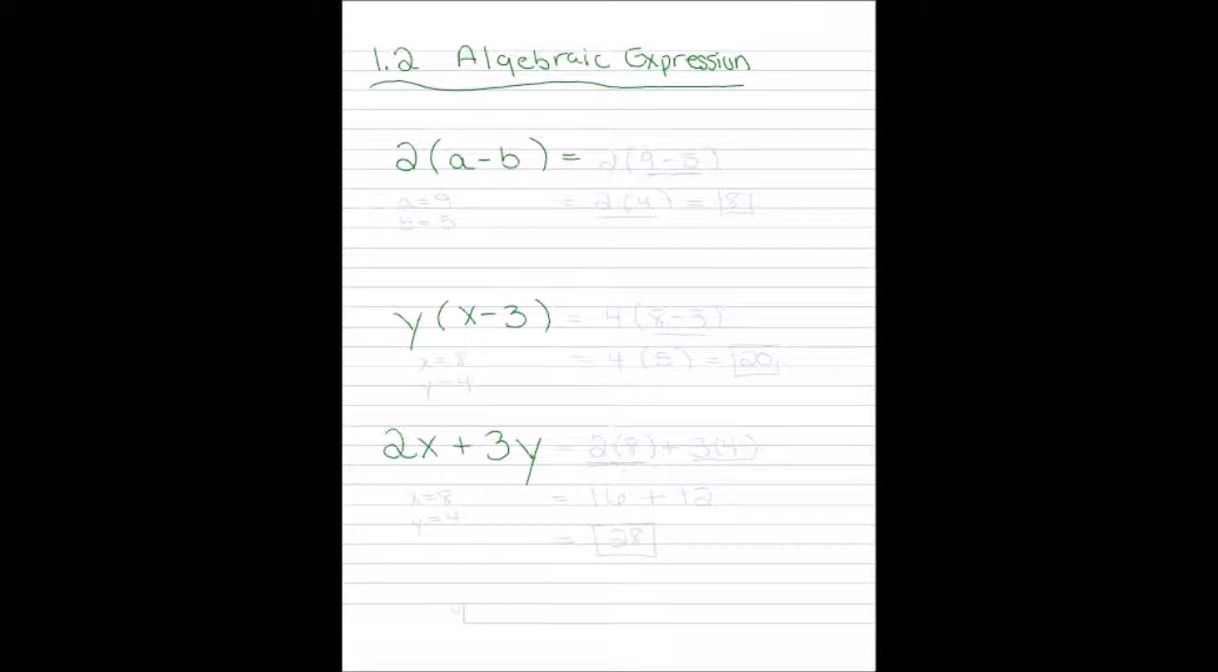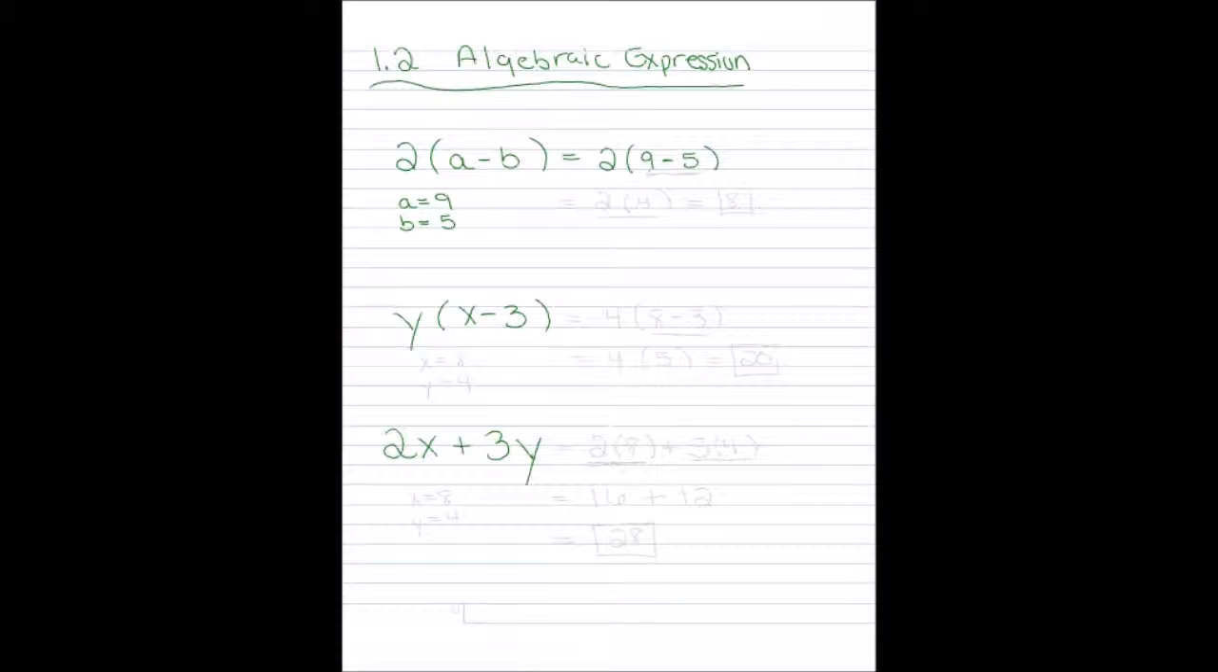Like this first one, we have 2 times x minus b. So, I mean a minus b, sorry. So what they'll do is they'll give you a value for a. So they'll say a is equal to 9, and they'll give you a value for b. They'll say b is equal to 5. And you would have to plug in the value for each one of the variables into your algebraic expression. So instead of a, you put 9. Instead of b, you put 5. And then you just evaluate the expression.